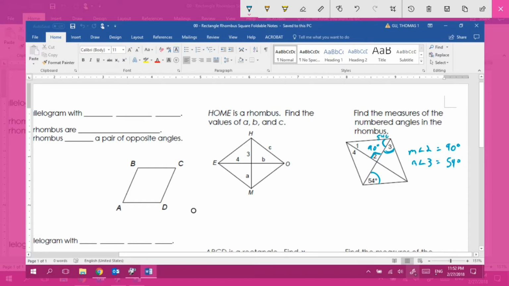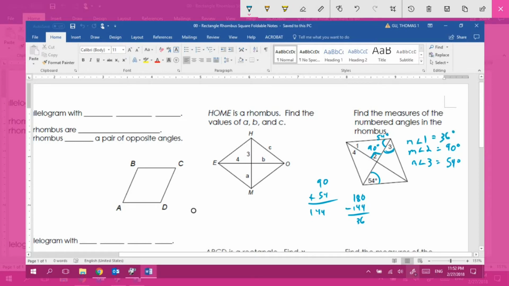And now, you can see in my triangle, I got 90 degrees plus 54 degrees. That's 144 degrees. So what does measure of angle 1 have to be? The total is 180 in a triangle, so 180 minus 144 is 36. So the measure of angle 1 equals 36 degrees.